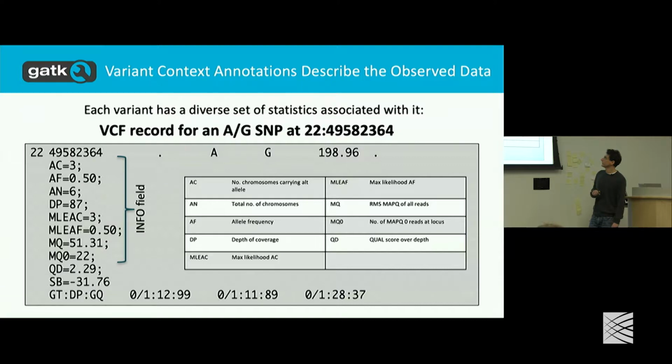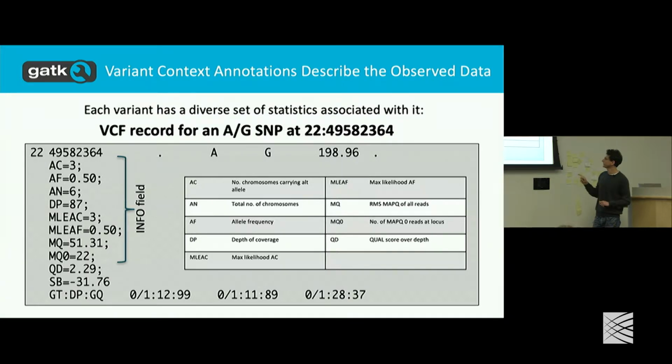So here, another word about these annotations or features. Again, there's just a list of numbers that describe the variant. Some are totally self-explanatory, like AC, number of chromosomes carrying the alt allele, or DP, the depth of coverage. MQ is the root mean square of the mapping quality of all of the reads at that site. And there's a whole zoo of numbers like this that the GATK can compute for you.